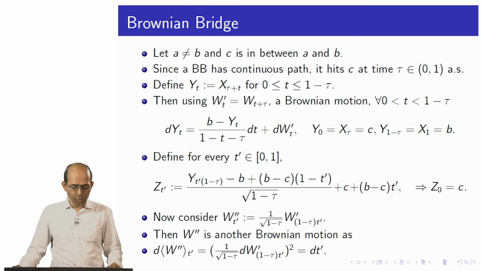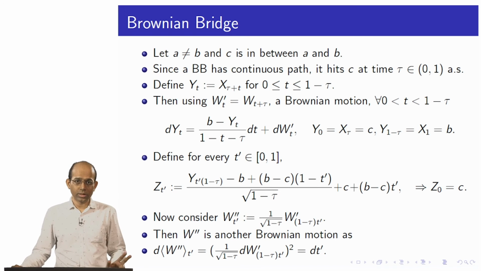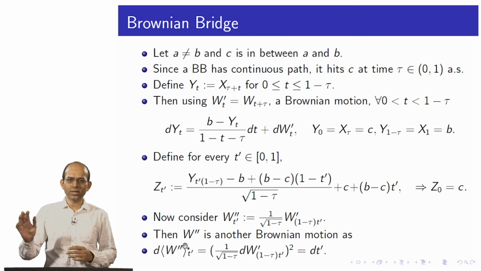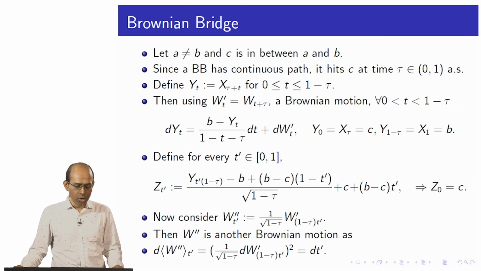To prove that this is a Brownian motion, first we check whether it is a continuous process. Yes, it is continuous, the way it is defined, since W prime is continuous. Next, what is the quadratic variation? We use Levy's characterization of Brownian motion: if the quadratic variation is the identity function, then it is a Brownian motion. So, d W double prime t prime.